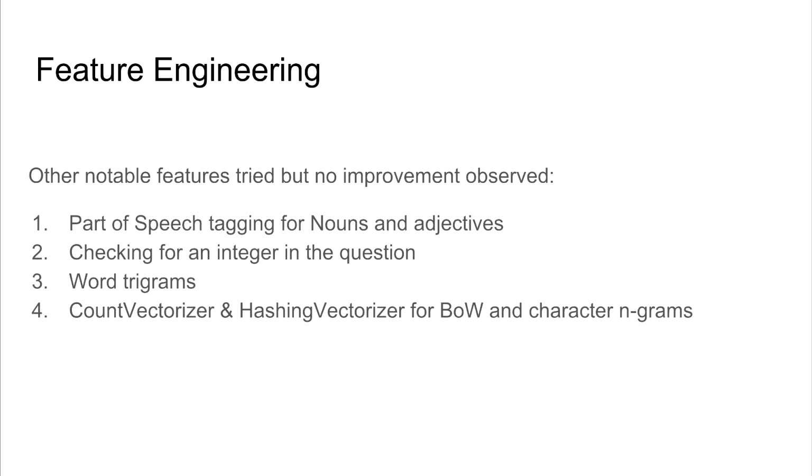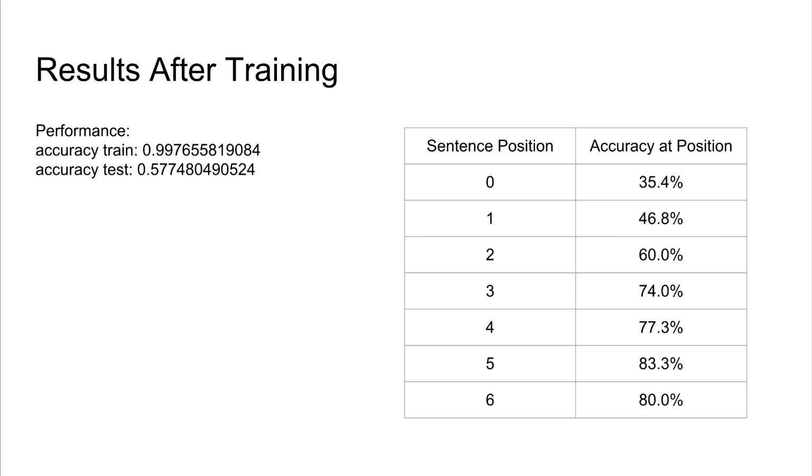Other notable features tried but no improvement was observed were part of speech tagging for nouns and adjectives, and checking for an integer in the question. In certain questions I noticed that there were years in which some certain event happened. So I tried to get that feature, but it didn't really work out for me. Other than that, word trigrams were tried, and count vectorizers and hashing vectorizers for bag of words and character n-grams. So our model performs decently well as compared to Quanta's RNN model.